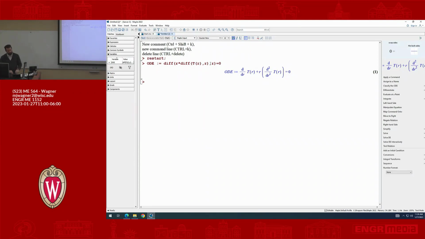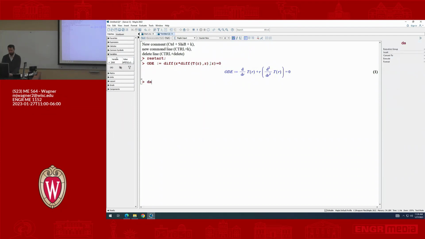OK, now I want to solve this ODE. We did this by substituting in a rate equation and all that, and then integrating. We can just use the dsolve command here to do that. So dsolve is our solver for differential equations. So dsolve of ODE. And it already knows there's only one thing that's a functional relationship in here.